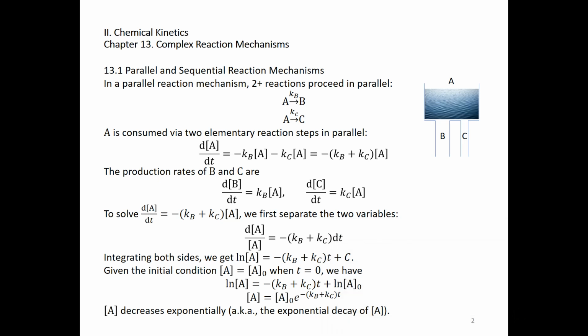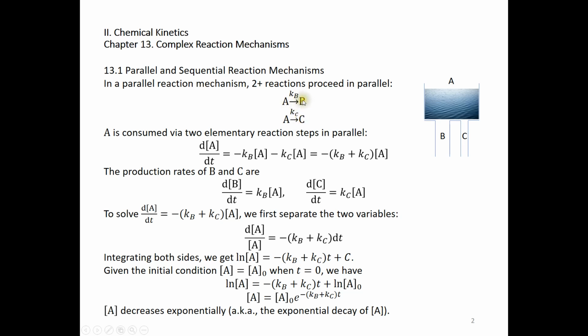Chapter 13, Complex Reaction Mechanisms, Section 13.1, Parallel and Sequential Reaction Mechanisms. In a parallel reaction mechanism, two or more reactions proceed in parallel. For example, we can have two elementary steps, from A to B and from A to C.